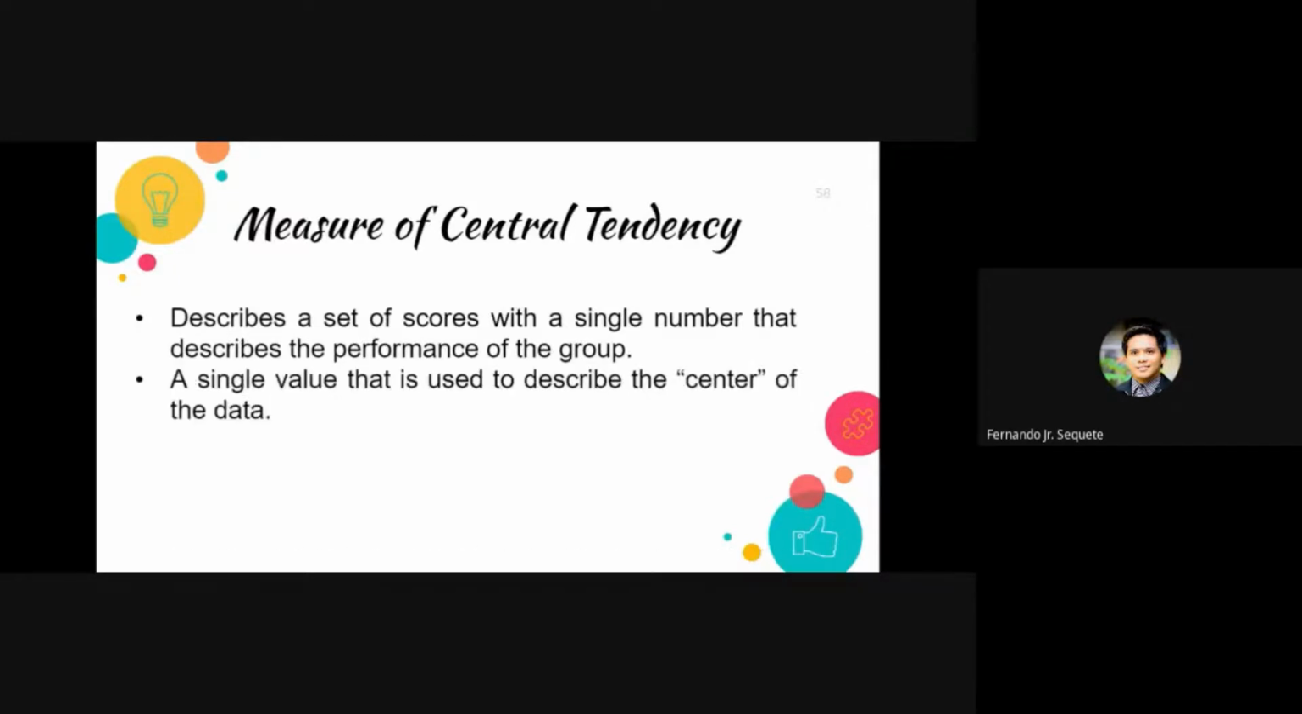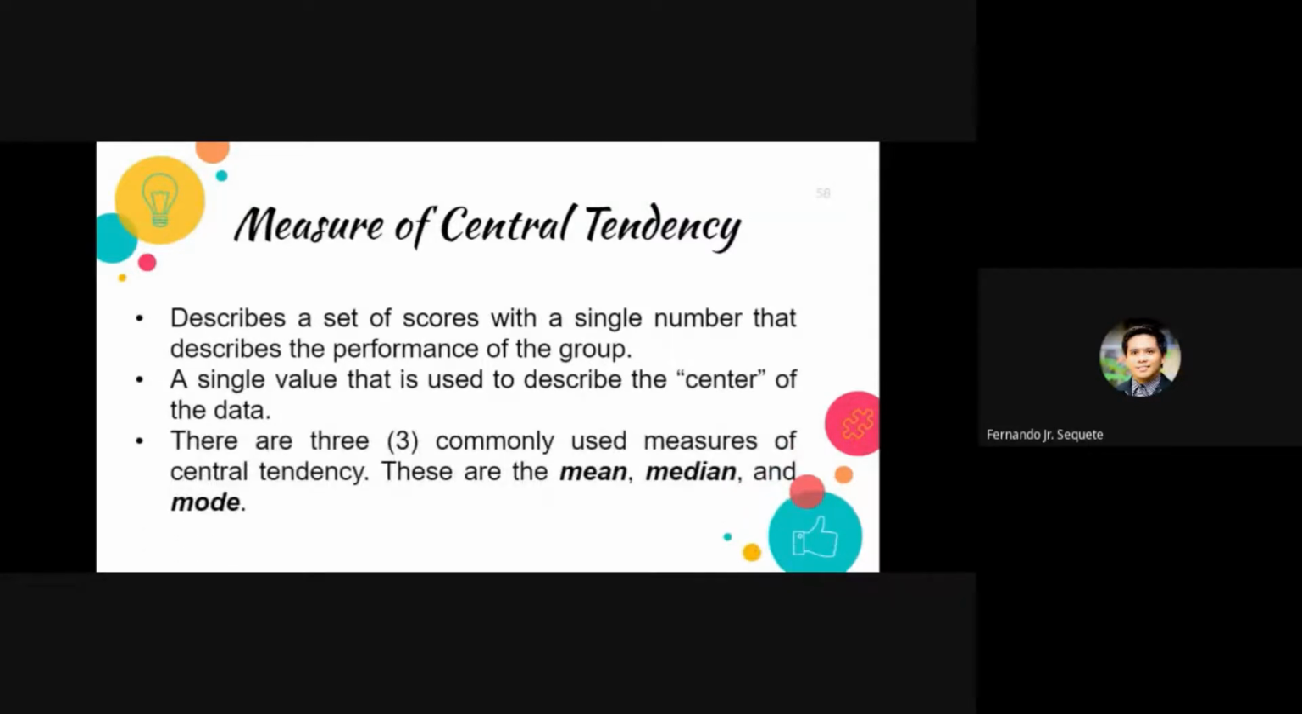Okay? A single value that is used to describe the center of the data. Kung asa nakafocus ang data. So siguro kung 18 yung average natin, most likely you can assume that the scores of the students are really great, no? Kasi nga yung average ay 18, malapit sa perfect score. There are three commonly used measures of central tendency. These are the mean, median, and mode. And again, as I have stated, I will just be discussing mean, no, for measure of central tendency.